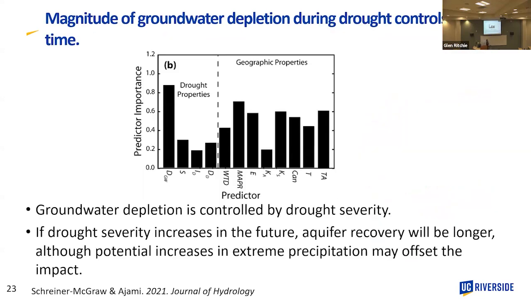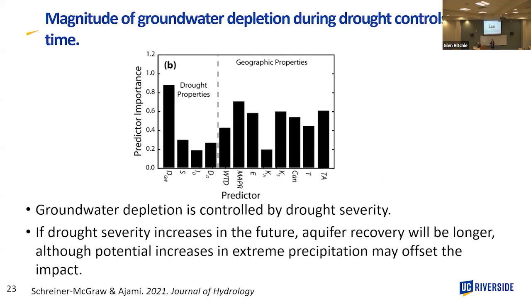Then we also looked at what the factors are that control the recovery process, and it turns out that the drought severity and the amount of groundwater depletion during the drought control the recovery process. So the question is, if we would expect, as a result of climate change, droughts to become more intense and severe, we would expect that the groundwater recovery process would also be longer.